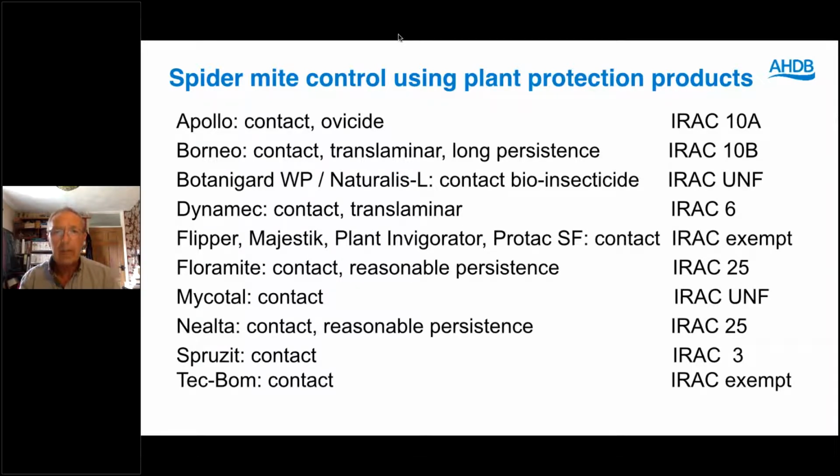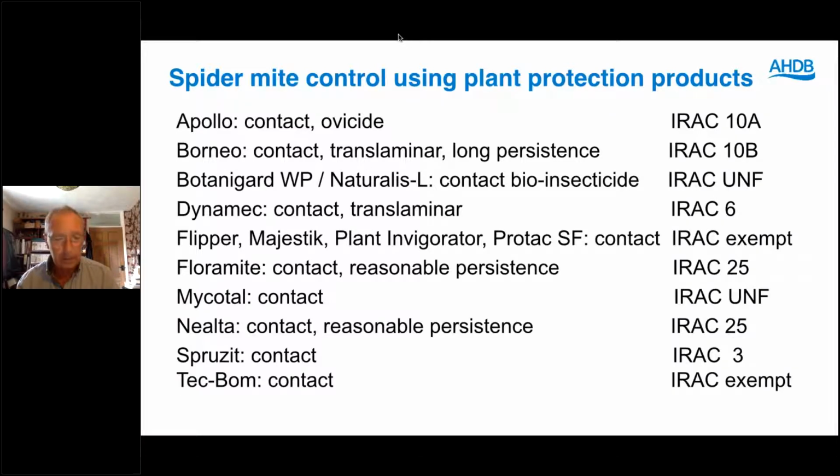Dynamec is contact and translaminar, kills the mites, doesn't do the eggs. This one has an on-label approval for permanent protection, full enclosure. It lost outdoor crops a year or so ago. Floramite, again, I'm not Flipper, Majestic, they're fine, IRAC exempt. Floramite is permanent protection on label.